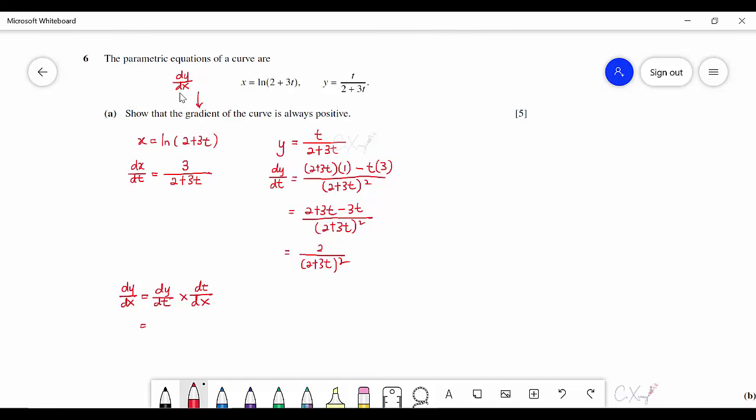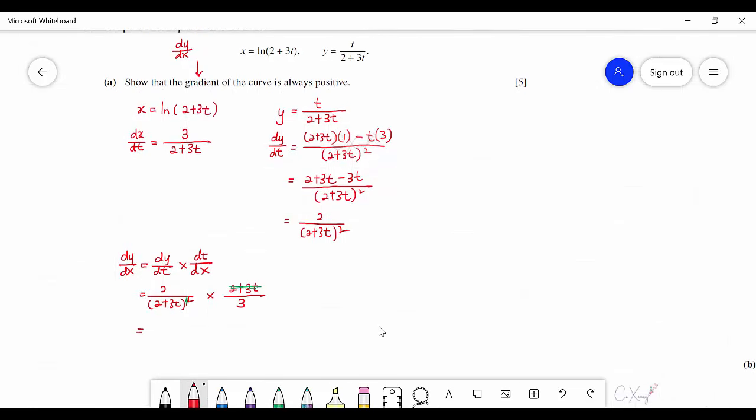Okay, so for dy/dt, it is 2 over 2 plus 3t squared. For dx/dt, it will be (2 plus 3t) divided by 3. Okay, so from here, you can see that you simplify the whole thing, the square with this whole term, the expression on top. Then when you rephrase it, what you get here is 2 over 3 times (2 plus 3t). So this is your dy/dx, your gradient.